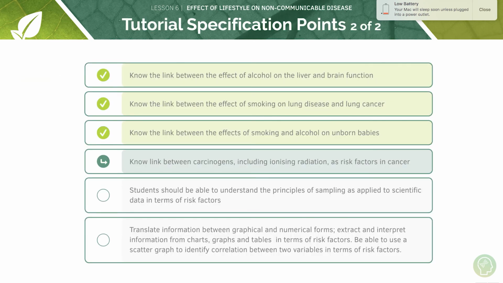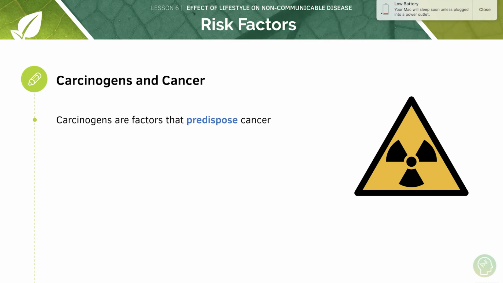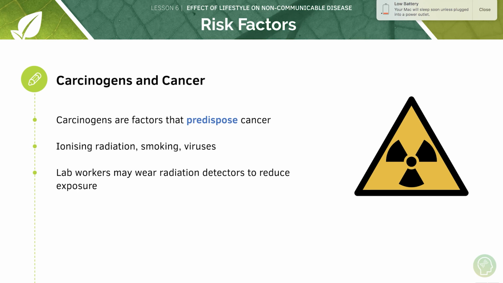And now let's have a look at carcinogens. So carcinogens are factors that predispose cancer. So this can include ionising radiation, smoking and viruses. And lab workers who work around carcinogens may wear radiation detectors to reduce exposure, because it's really, really important that we reduce our exposure to carcinogens.